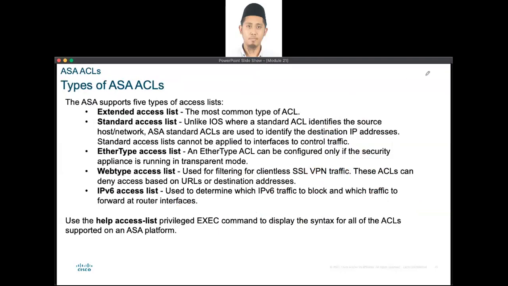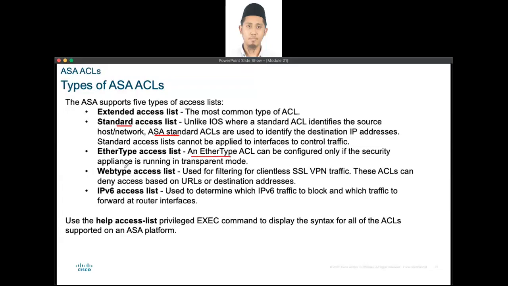Types of ASA ACLs. The ASA supports five types of access lists: the extended access list, the most common type of ACL, and the standard access list. Unlike IOS, where a standard ACL identifies the source host or network, ASA standard ACLs are used to identify the destination IP addresses. Standard access lists cannot be applied to interfaces to control traffic.